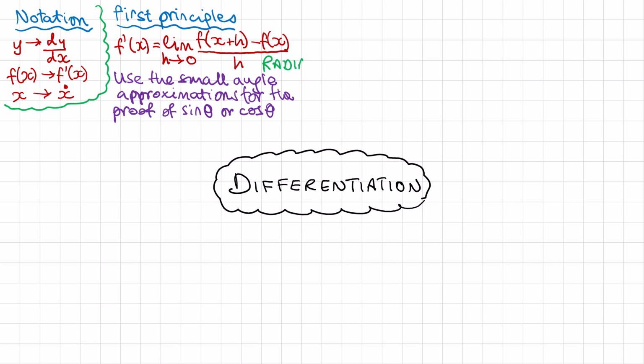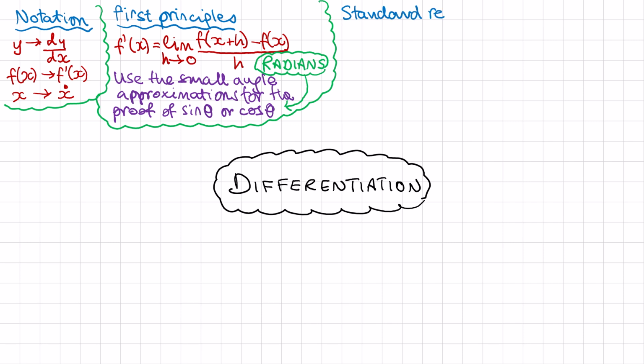So whenever we use sine and cos and we're differentiating or integrating, doing any calculus, actually with any trigonometry, then it must be in radians. Next, we're going to look at some standard results. So these are the results that you would be expected to know off by heart.